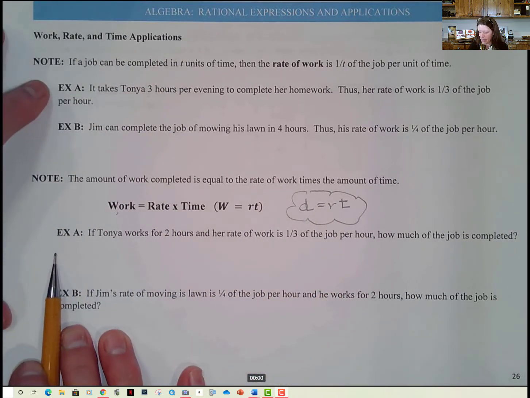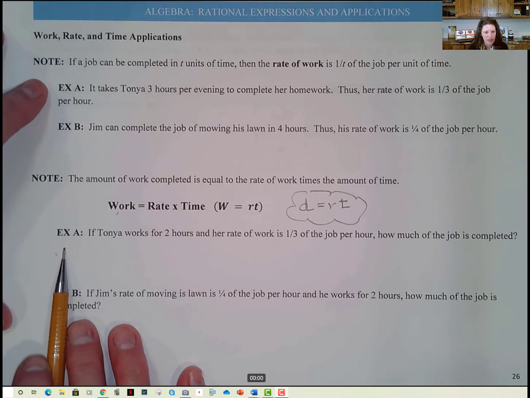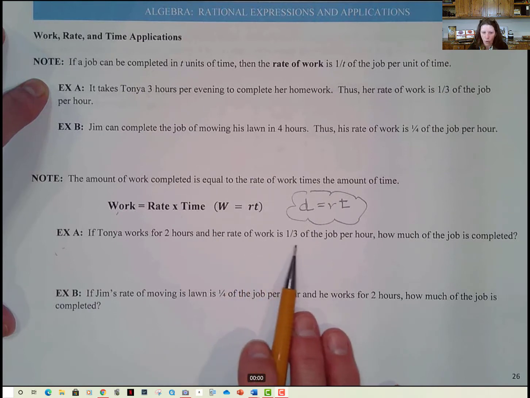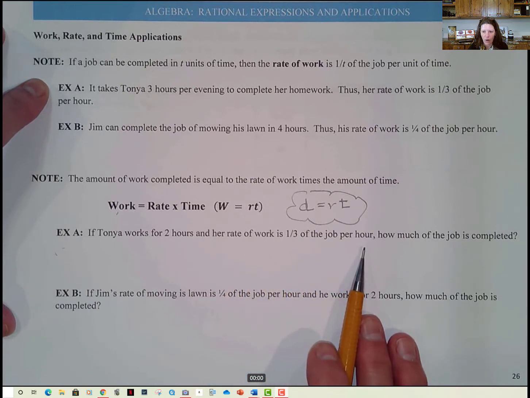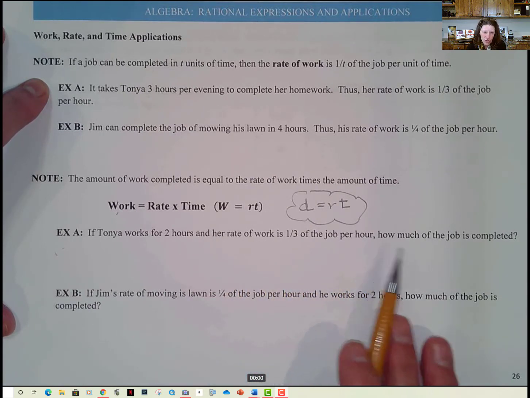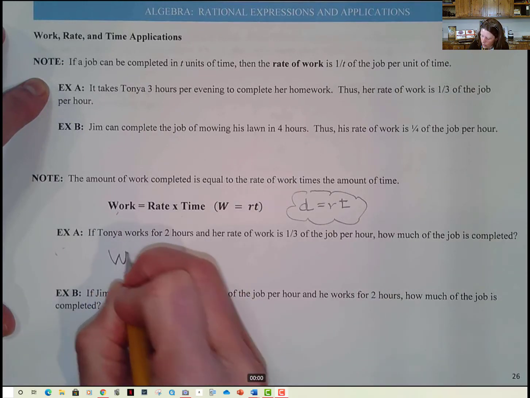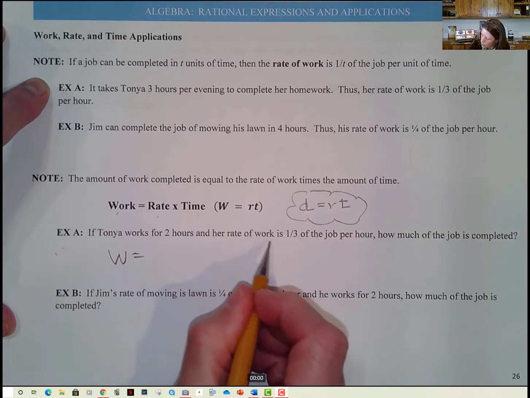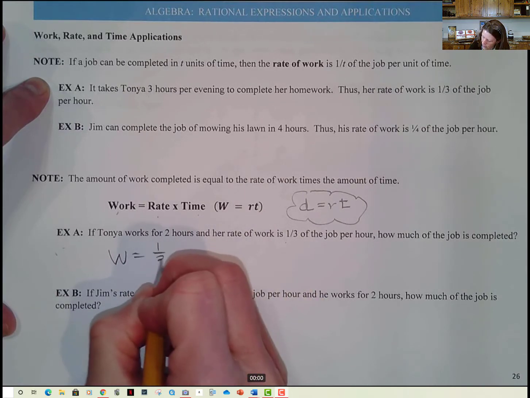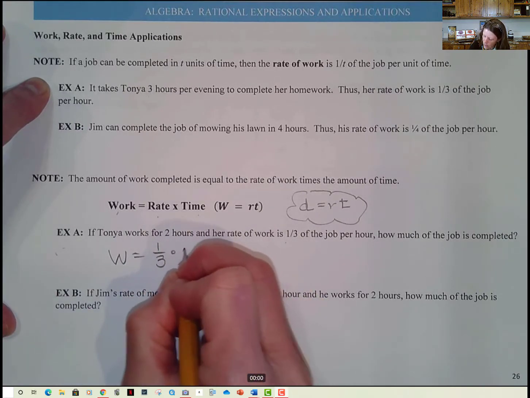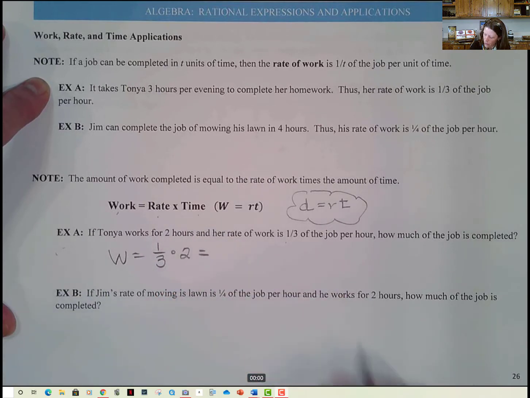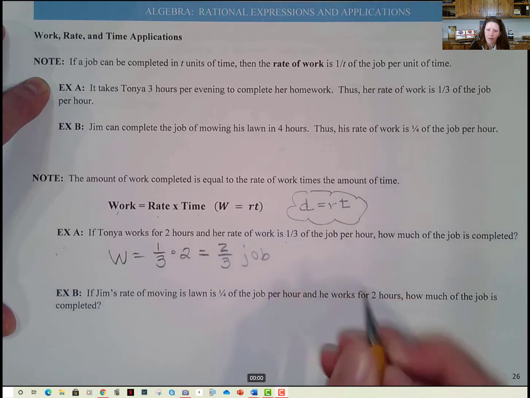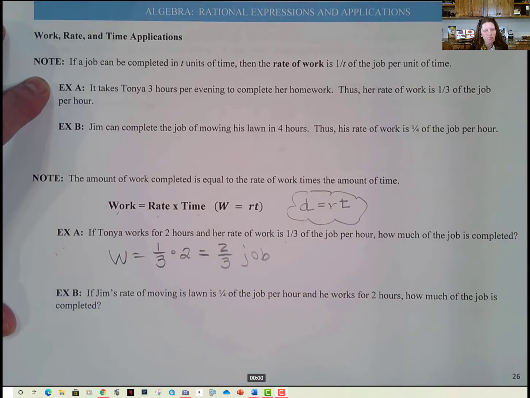So let's come back and relate an example to our previous example. If Tanya works for 2 hours and her rate of work is 1/3 of the job per hour, how much of the job has she completed? Well, work is rate times time. In other words, 1/3 of the job per hour times 2 hours worked. Well, she's completed 2/3 of the job in those 2 hours.